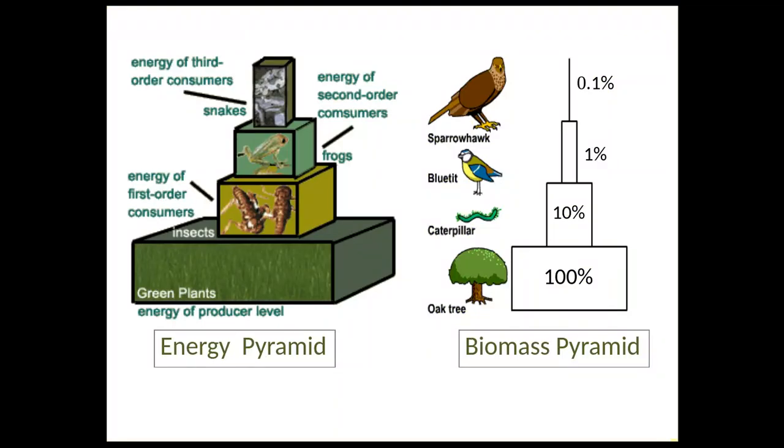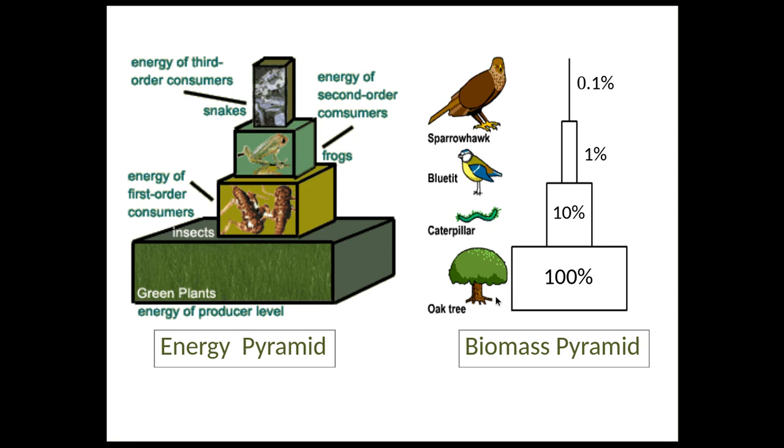Now, if you look here on your left, the energy pyramid is showing here at the bottom our producers. They're the ones that make their own food. 100% of the energy starts here at the bottom, our green plants. The insects eat the green plants, so 10% of that energy that they eat from the plants is transferred to the next trophic level. And only 10% is transferred to the frogs. And then lastly, 10% is transferred to the snakes.